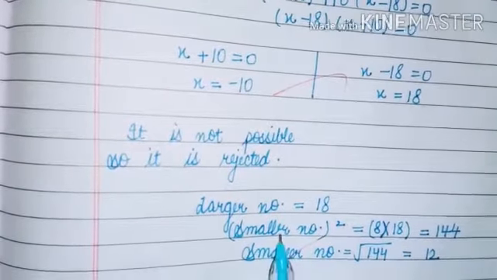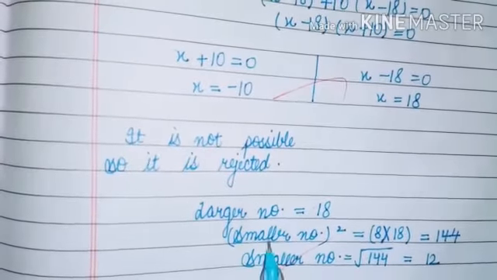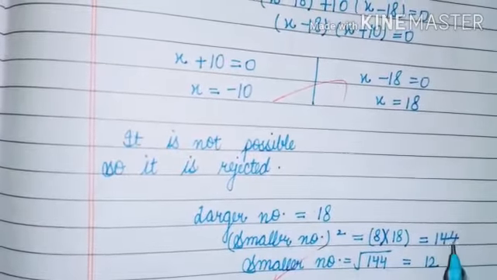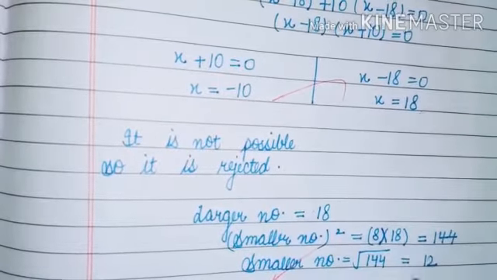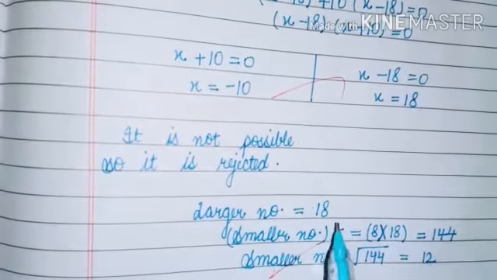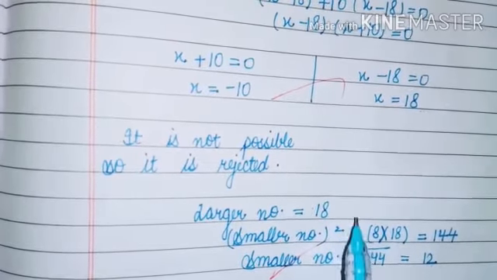144 is the answer for the square of the smaller number, but we need the smaller number only. So how to find the value of the smaller number? We will take the square root of 144, that is 12. So the smaller number is 12 and the larger number is 18. This is the answer of question number 7.